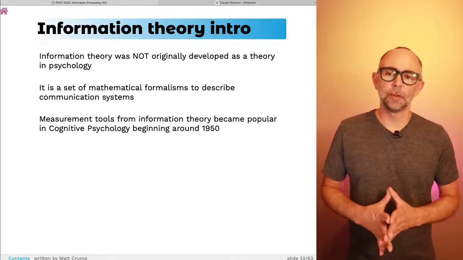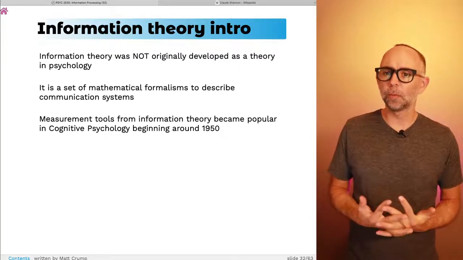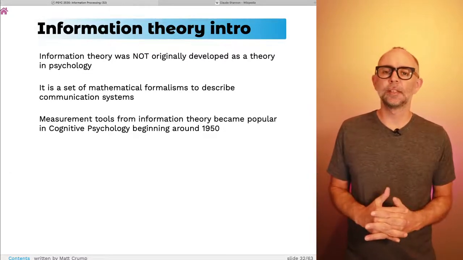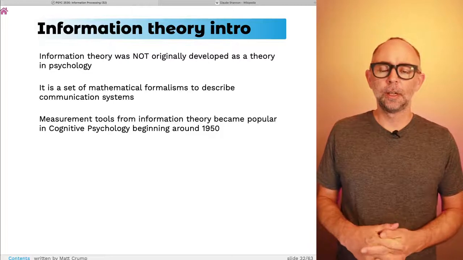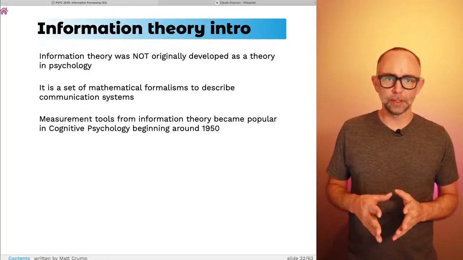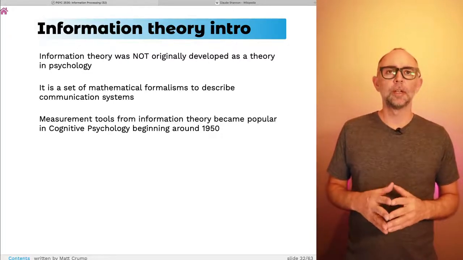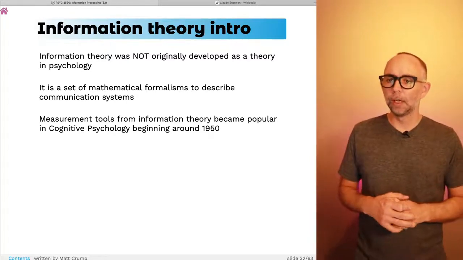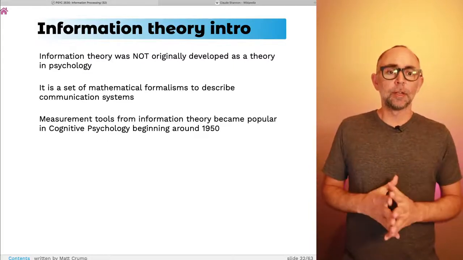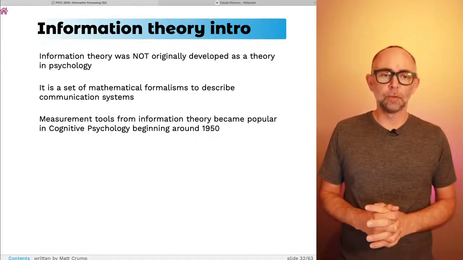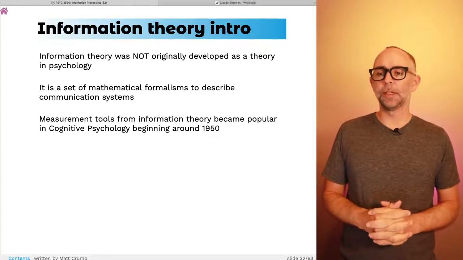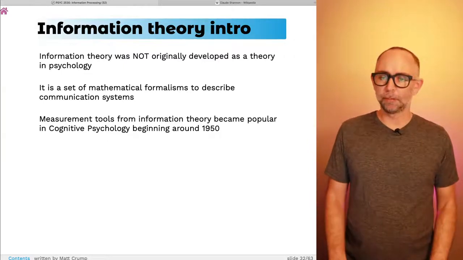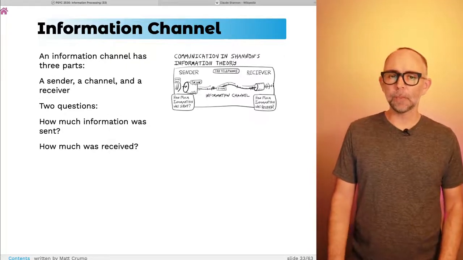And what is that? So what is information theory? This was not a theory developed in psychology. It is a set of mathematical formalisms intended to describe communication systems, in particular things like telephone networks. And it describes some really useful measurement tools or statistics. We could maybe think about them like statistics that were used in psychology beginning in around 1950. Let me see if I can describe this.